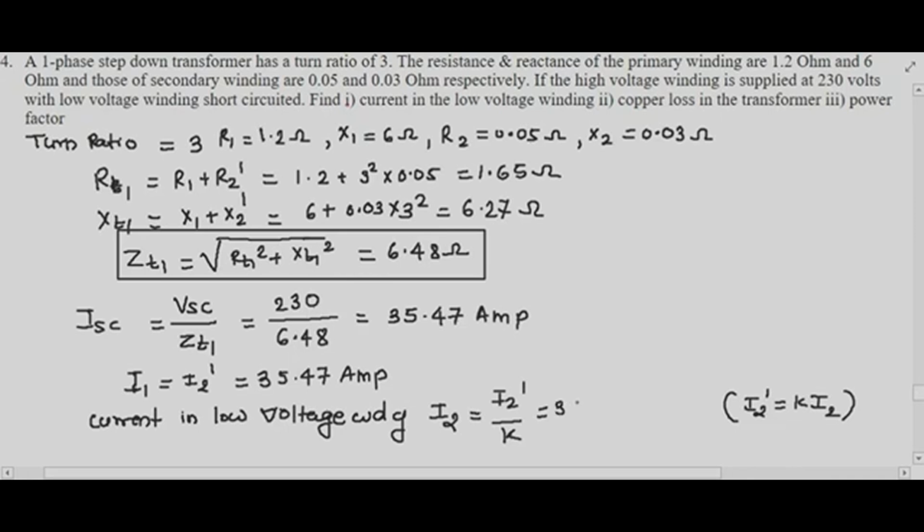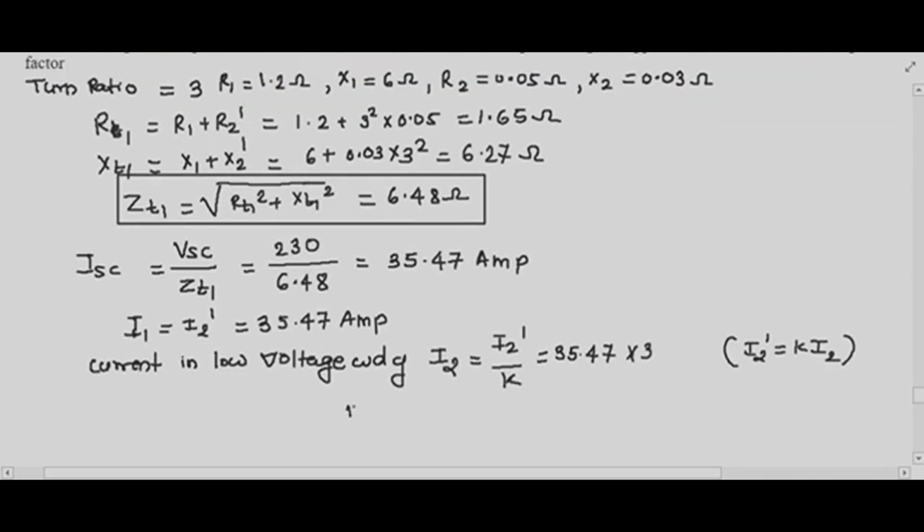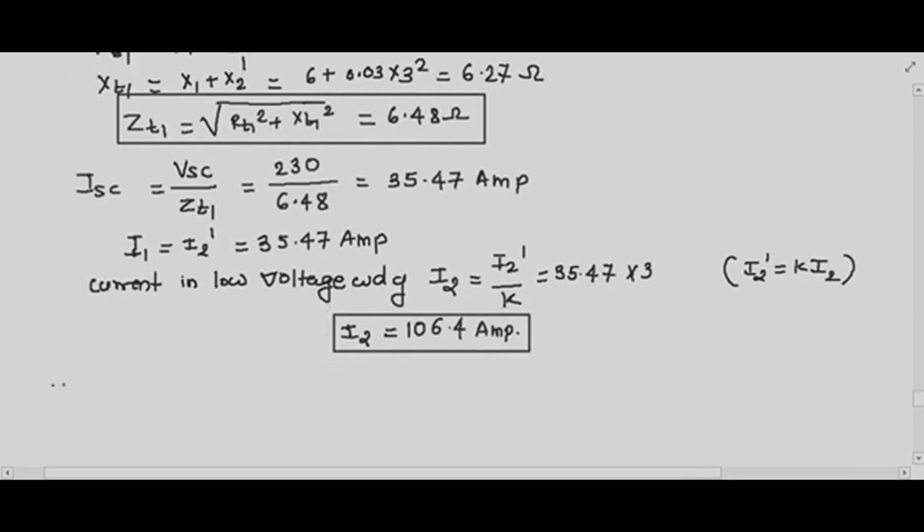35.47 into 3. So I will get here secondary current I2 is equal to 106.4 ampere. Okay. Then now we can find out total copper loss. Therefore, total copper loss, that is WSC. This is the short circuit test, which is performed on the transformer.